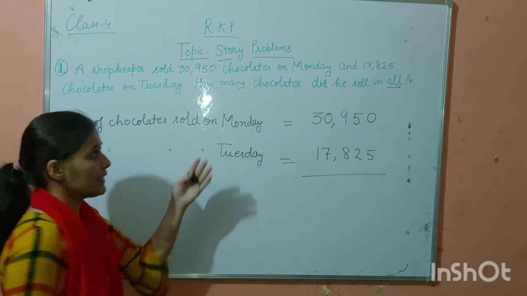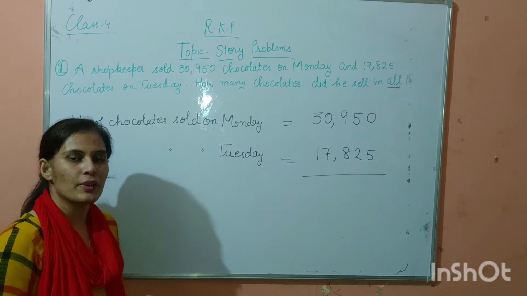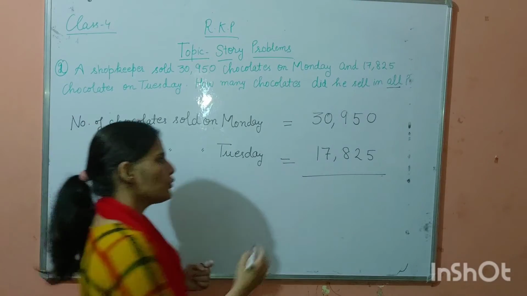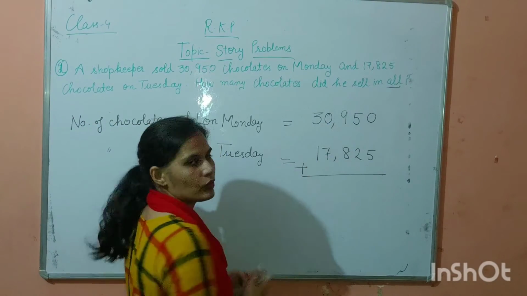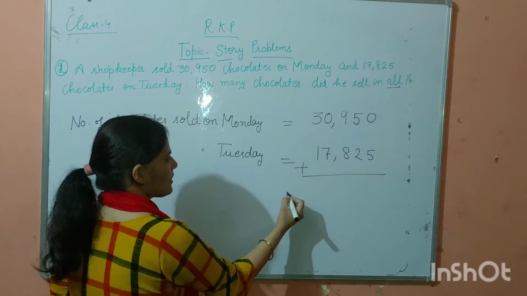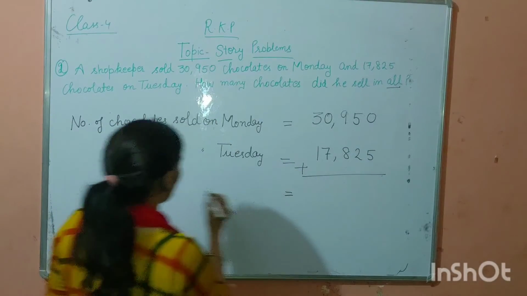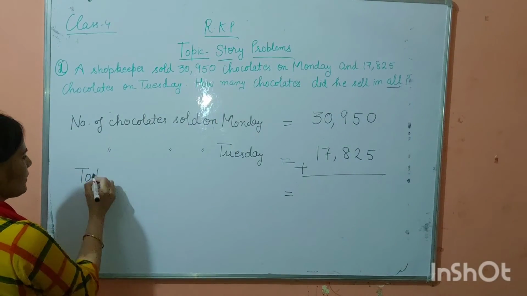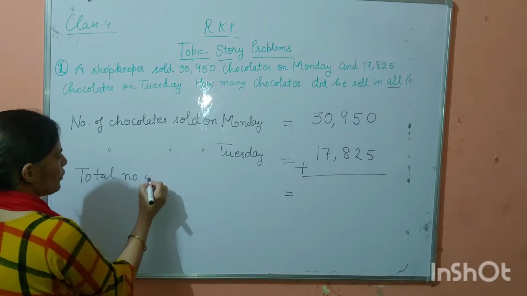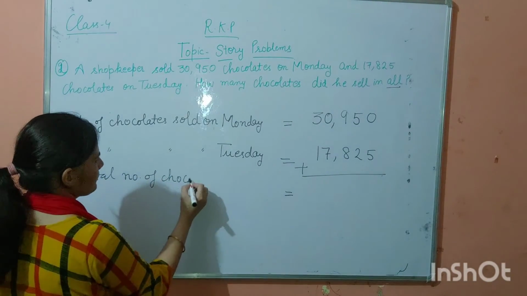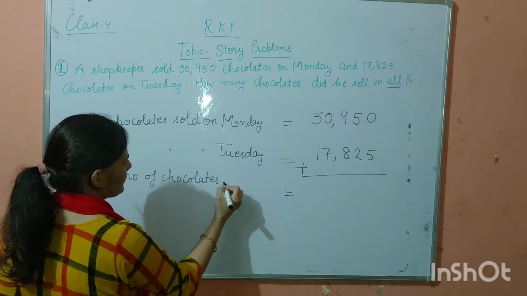And you have to find the number of chocolates. How many chocolates did he sell in all? You will add both. Okay. Now add it. That will give you the total number of chocolates sold. Total number of chocolates sold.